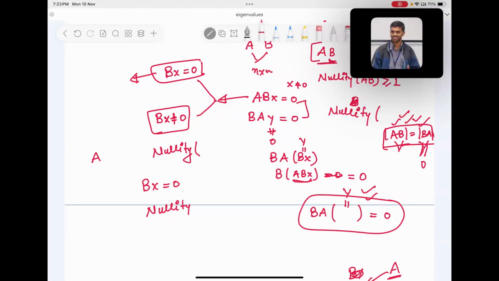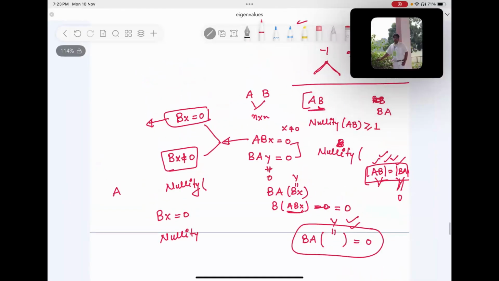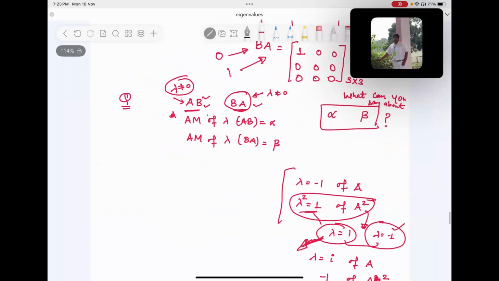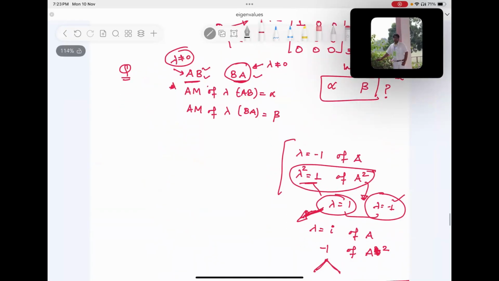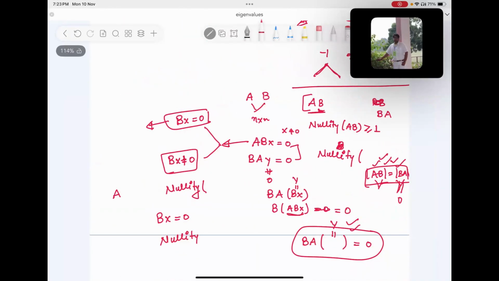Sir, can you cover the minimal polynomial? Yeah, that I will probably do in the next session. Minimal polynomial and diagonalization and everything I will try to complete in the next session. We need these basic things to go for minimal polynomial, diagonalization and all those things. If time permits, I will also do some questions from previous year papers.